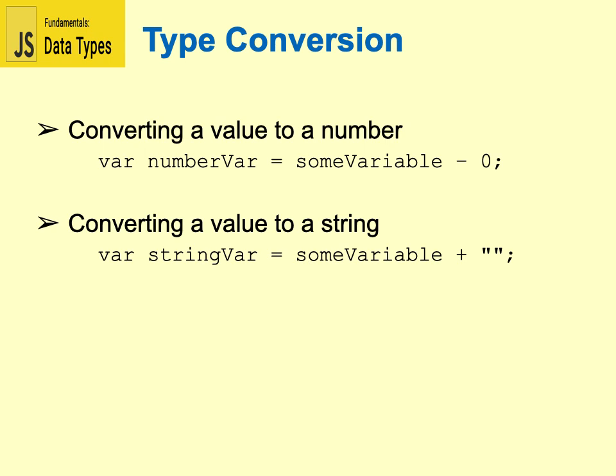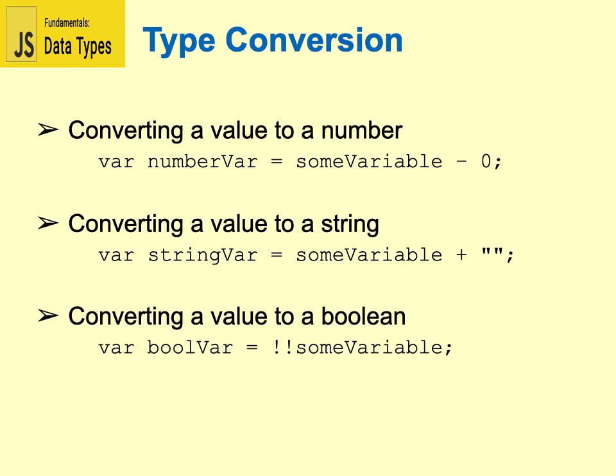Converting a value to a string. stringVar is equal to someVariable plus double quotes, a single space inside double quotes, that will work. Suppose someVariable is equal to 12, that is a number, and we need to make that someVariable a string, so someVariable plus double quotes.